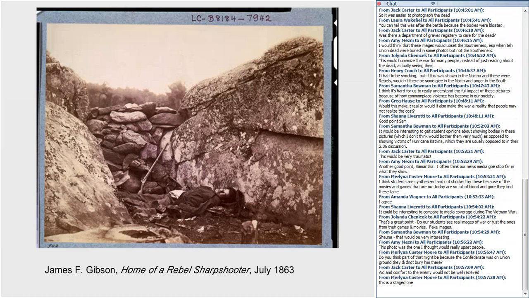This rifle was a prop that the camera crew had, and they set it up. They set up both the rifle and the body to make it look like this was where this Confederate soldier died. He may or may not have been a sharpshooter. He probably wasn't a sharpshooter. But the way that they know this was staged is that you can actually see this very same body in several different photographs in several different locations.